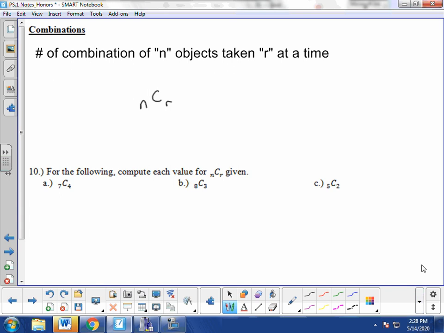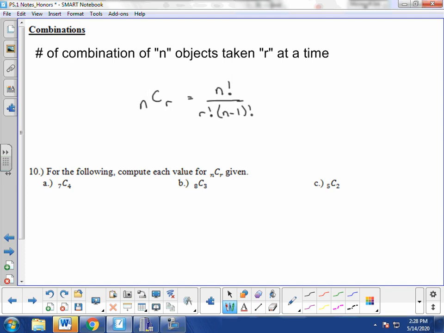What we can do is find this using an algebraic formula. And that algebraic formula is taking n factorial, the number of objects, over r factorial, the number of objects that we are drawing, times n minus r factorial.